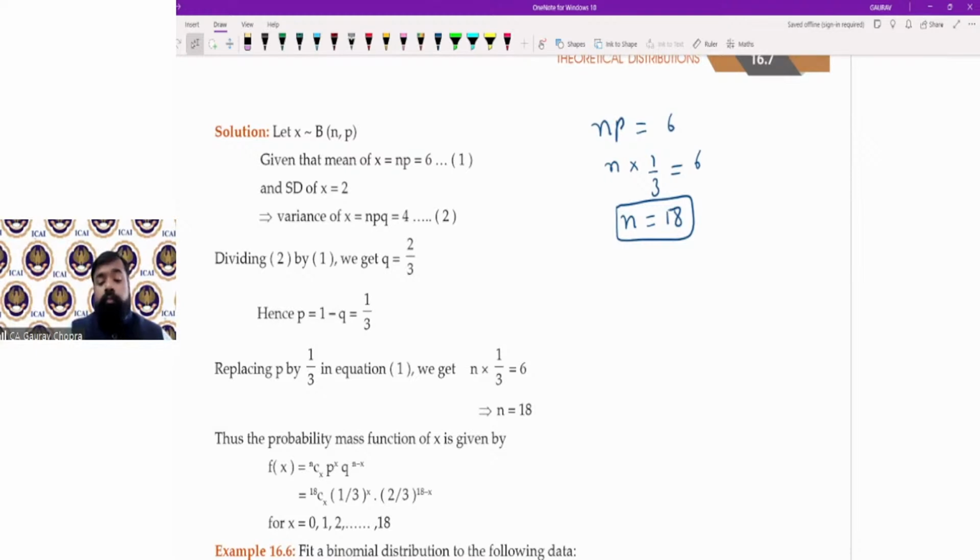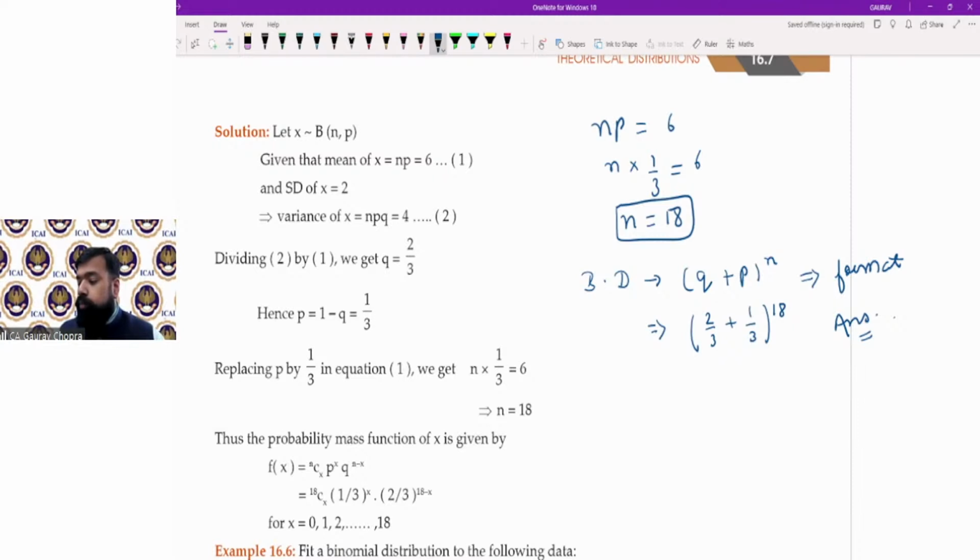And now you have to find the distribution. So whenever question says find distribution, it is written in the form of Q plus P whole to the power of N. This is the format. So you will write Q first, 2 by 3 plus 1 by 3 is P whole to the power of 18. So this will be your final answer. Okay. So in this way, we present the binomial distribution. Done. So 2 by 3 plus 1 by 3 whole to the power of 18.